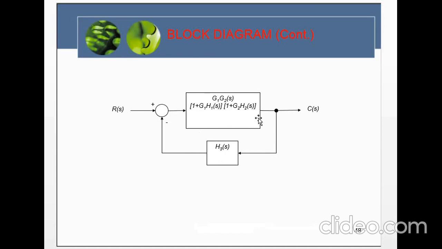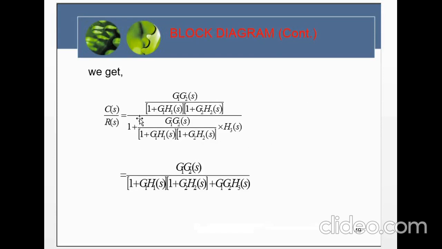Okay, now this has been simplified, and we can use the previous general transfer function formula that I have shown you. The transfer function equals forward gain over 1 plus loop gain, or G(s) over 1 plus G(s)H(s). Okay, now by using the general formula we get this.